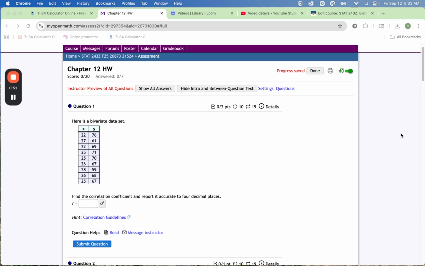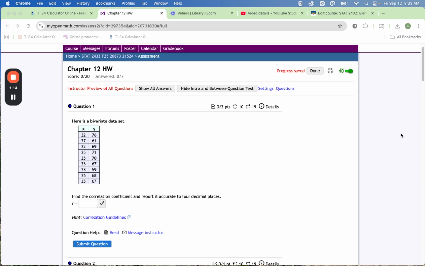So if r is really close to -1, that means it's really close to a line with a negative slope. If r is really close to 1, that means it's really close to a line with a positive slope. If r is anywhere near 0, a line is not what you should have chosen to fit the data, okay? So, let's do this one.